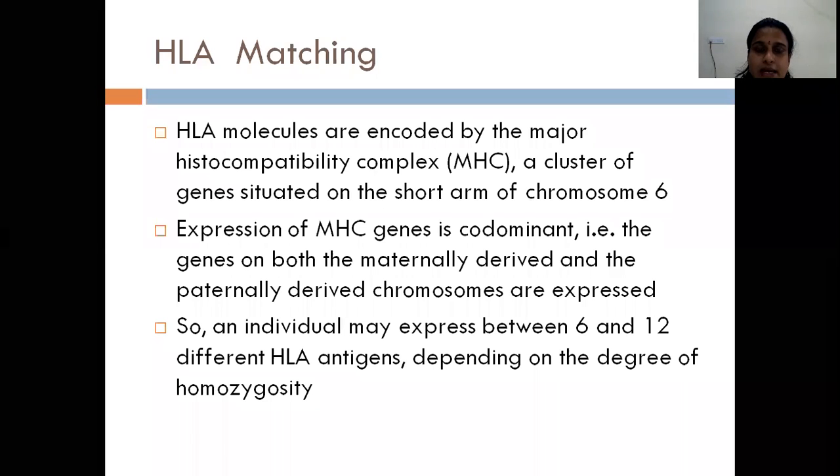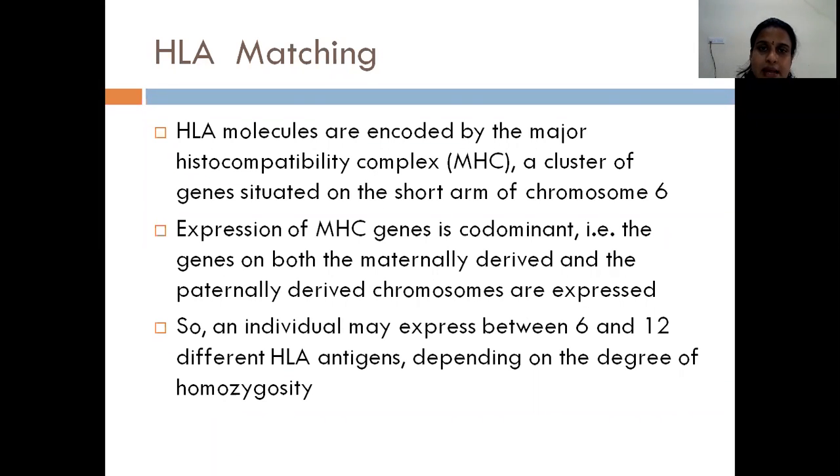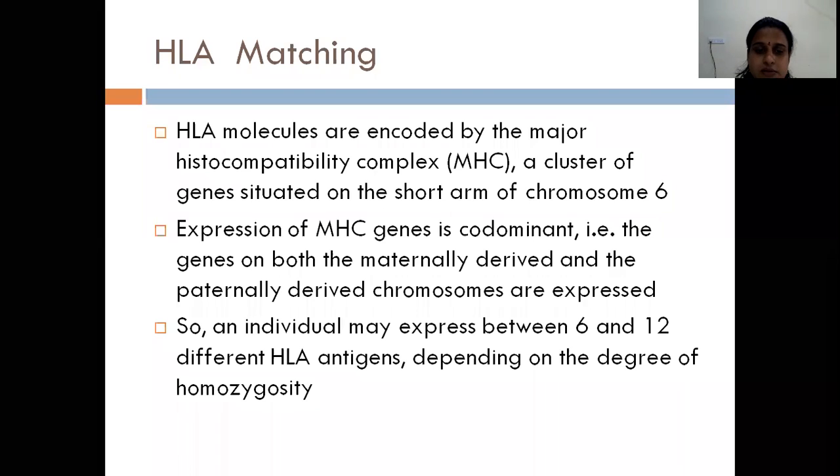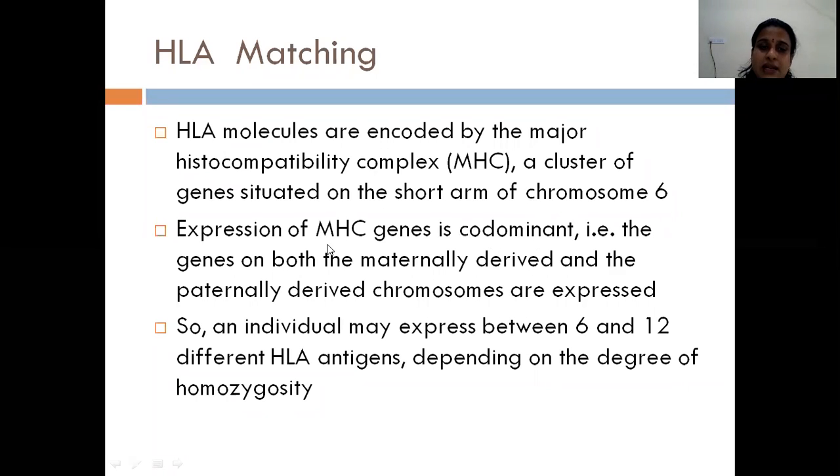If it is homozygous at all loci, you will get as few as 6 antigens. If it is heterozygous at all the different loci, then you will get as many as 12 different antigens of one particular gene. Okay, so that is called codominant expression of HLA antigens.